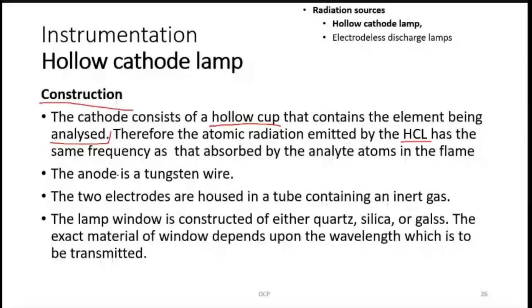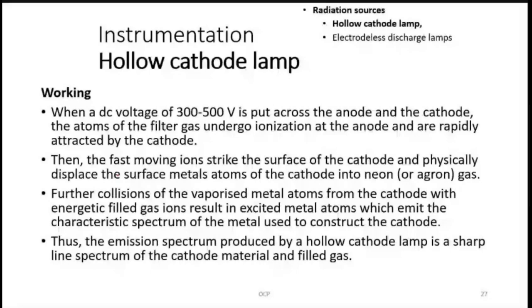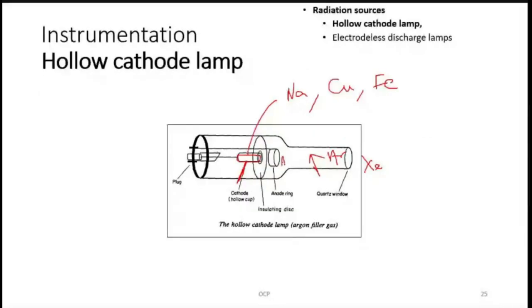Focus on working now. When a direct current voltage of 300 to 500 volt is put across the anode and cathode, the atom of the filler gas undergoes ionization. In this case, it is argon. Atoms of the filler gas undergo ionization at the anode and are rapidly attracted by the cathode. At anode, argon will get ionized and then it will start traveling to cathode.